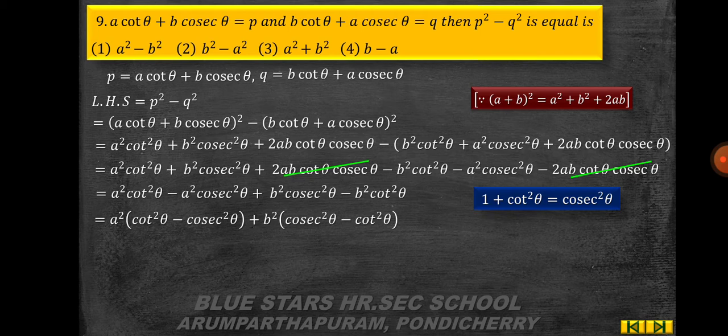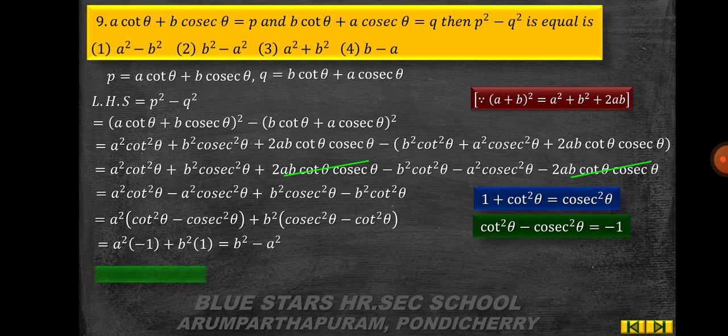We know the formula 1 plus cot square theta is equal to cosecant square theta. So cot square theta minus cosecant square theta is equal to minus 1. So A square into minus 1 plus B square into 1, which is equal to B square minus A square. So the correct option is option 2. The answer is B square minus A square.